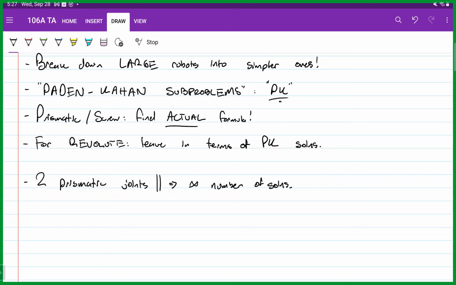Right. Do we have any other questions? Yeah. If those two are not on the same axis, then do we still have an infinite number of solutions? You still have an infinite number of solutions. Yeah. So how do we find the actual formula for prismatic and screw? Yeah, we'll talk about that in a little bit. Good question. All right. Okay, perfect.